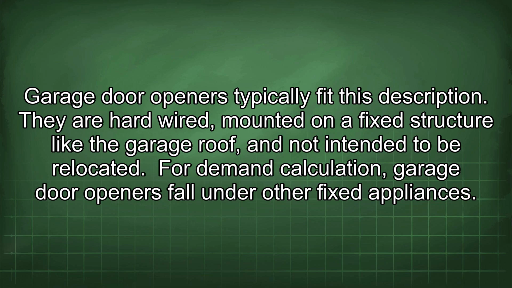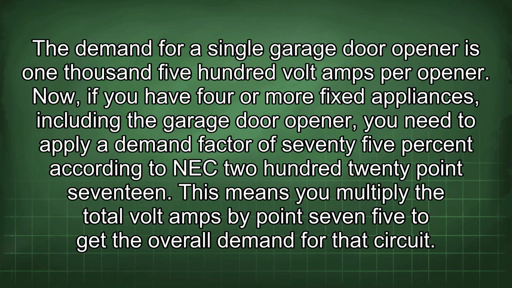For demand calculation, garage door openers fall under other fixed appliances. The demand for a single garage door opener is 1500 volt-amps per opener. Now, if you have 4 or more fixed appliances, including the garage door opener, you need to apply a demand factor of 75% according to NEC 220.17. This means you multiply the total volt-amps by 0.75 to get the overall demand for that circuit.